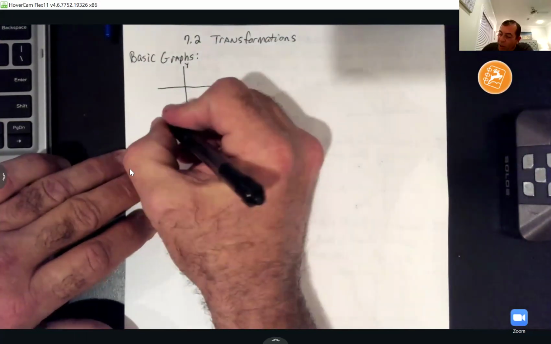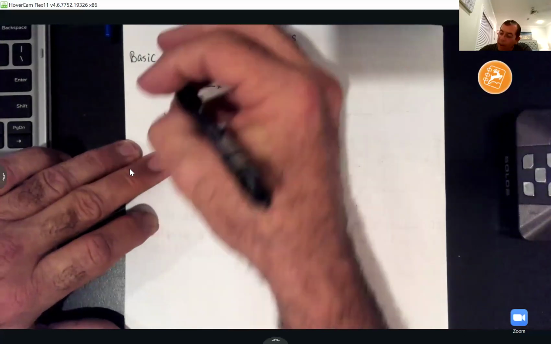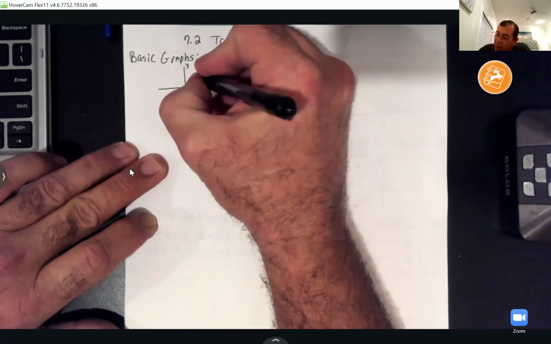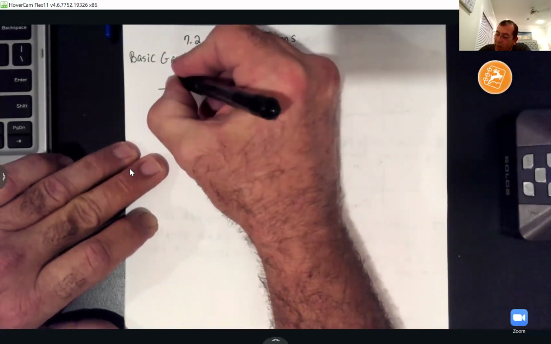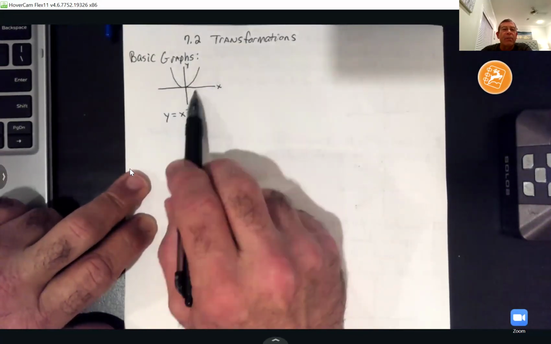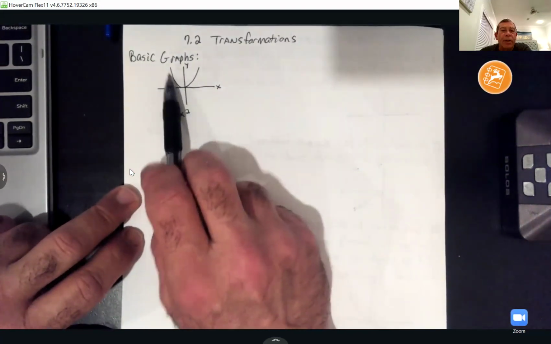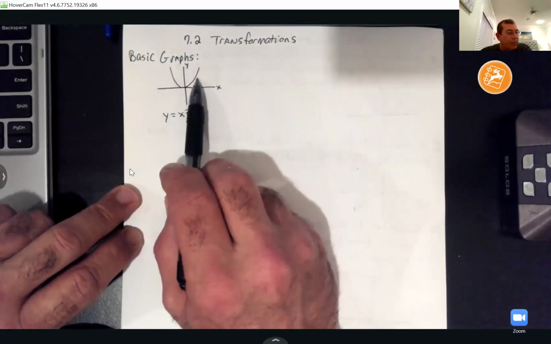is the x squared graph, y equals x squared. That graph is the parabola that touches the x-axis at 0, okay? And y'all have graphed a lot of x squared graphs to know that now they're the parabolas.